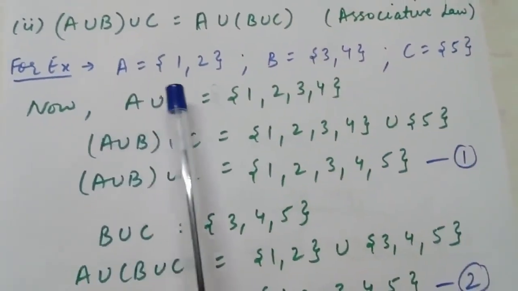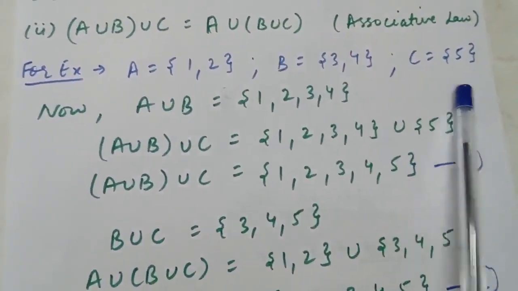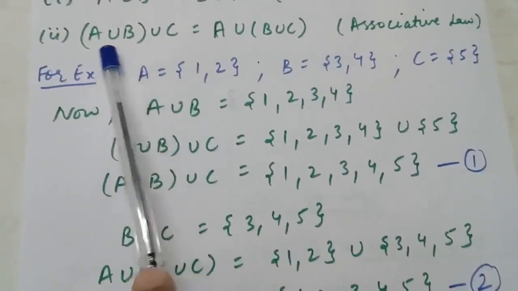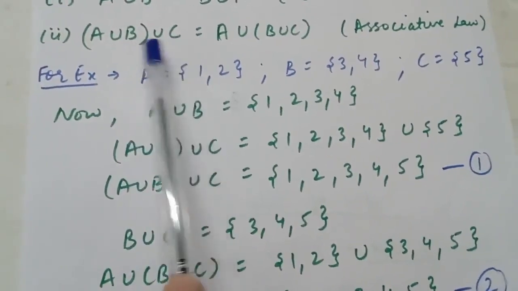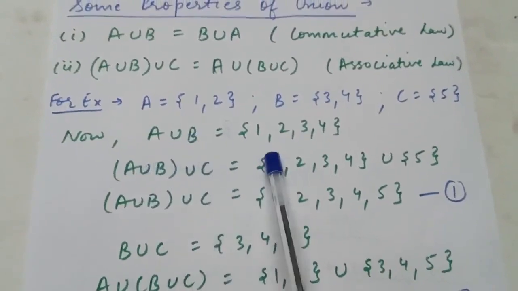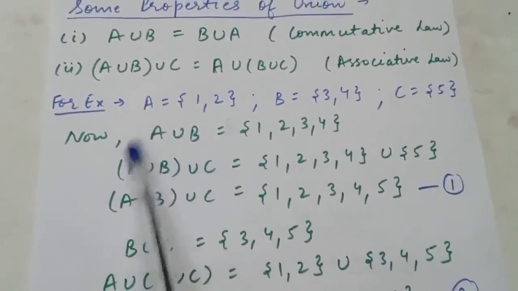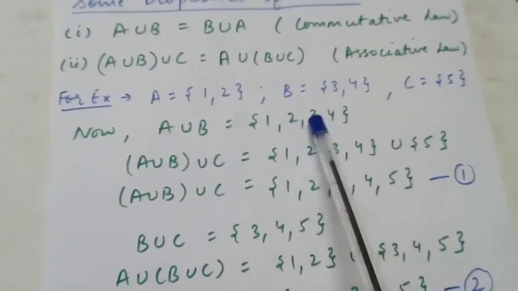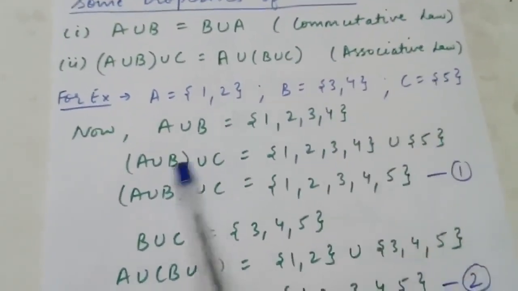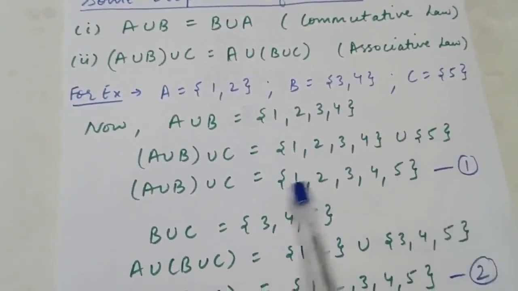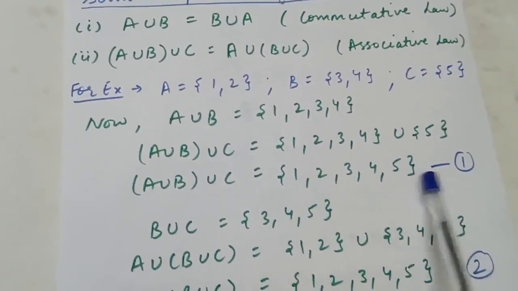For example, if three sets A, B and C are given, where A is {1, 2}, B is {3, 4}, and C is {5}. First of all, we'll find (A union B) union C. A union B is this set. Now to find this, we will take the union of this set and the set C, which is {5}. So it will be this set.